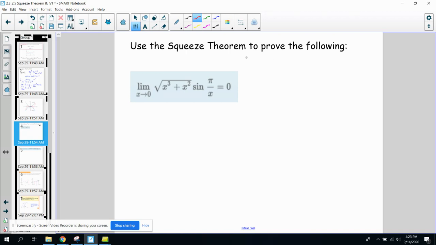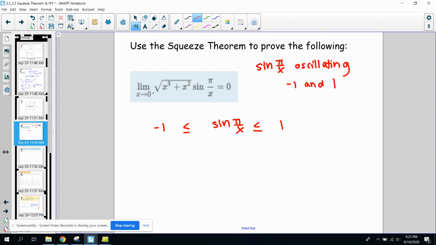So again, we can't break it up, but we know that the sine of pi over x is going to be oscillating. So since it's oscillating, we know that it's going to be between -1 and 1 again. So we're going to set up the same type of inequality. So we're going to say it's between -1 and 1, so -1 less than or equal to sine of pi over x, which is less than or equal to 1.